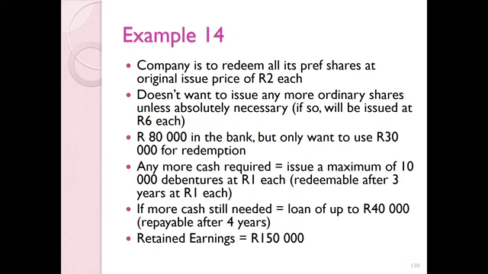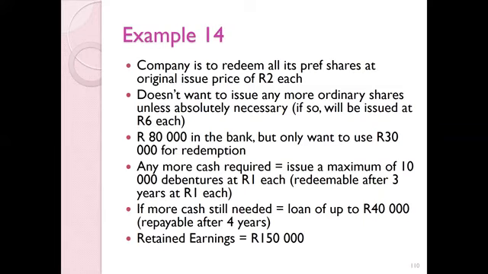And we're now going to apply this in terms of example 14, which is a very nice comprehensive example. I'm looking at a number of different scenarios and how you would account for those. So in example 14, the company is to redeem all its preference shares at the original issue price of R2 each. So here we don't have any complications in terms of redemption at a premium. They don't want to issue any more ordinary shares unless it's absolutely necessary. So if they do have to issue more ordinary shares, they will do so at a price of R6 each. So that's going to be our very last option that we would look at.